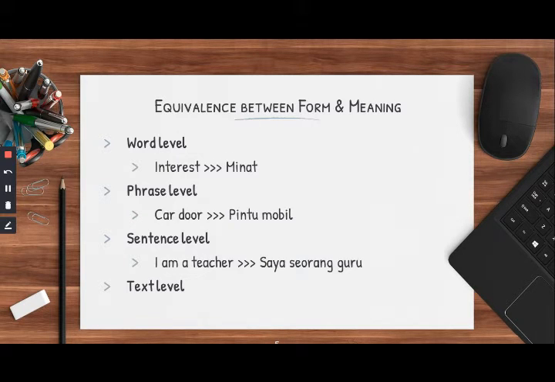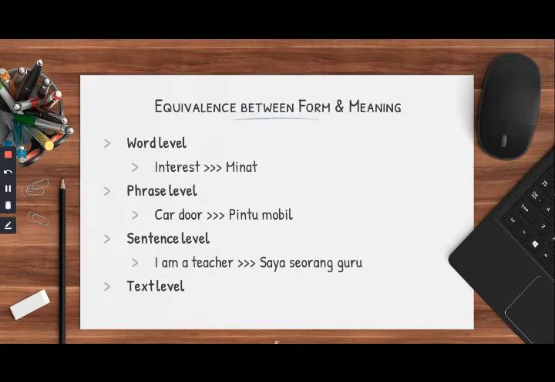Okay? And then at the phrase level, we have another example, which is car door. Alright? Pintu mobil. Dan itu kita harus benar-benar peka dengan struktur bahasanya. Is it car door atau door car? Okay? Yang penting dia bukan dokar di situ.